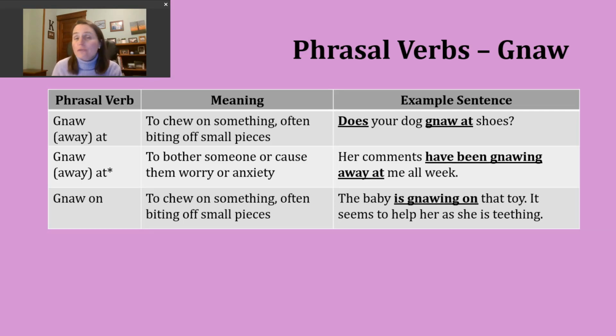Now, another phrasal verb you might encounter is to gnaw on. And this phrasal verb gets used very similar to our first definition of gnaw away at. So again, we're talking about chewing on something, and it could mean the second piece of that, the biting off small pieces. So an example of this in a sentence might be, the baby is gnawing on that toy. It seems to help her as she is teething.